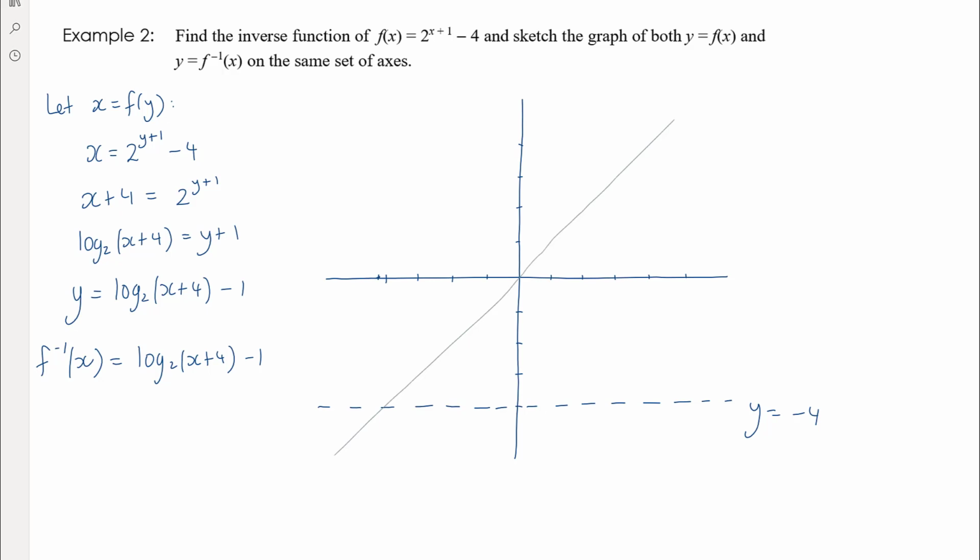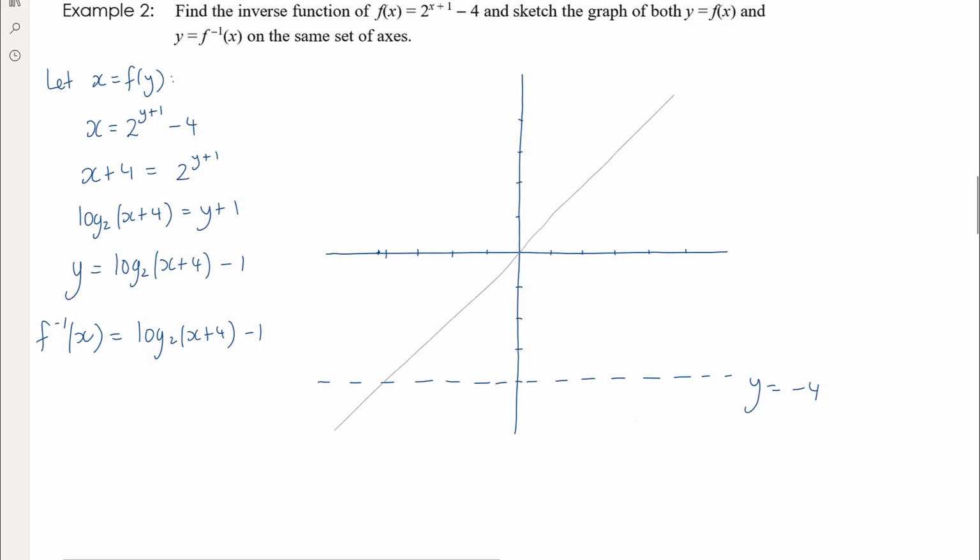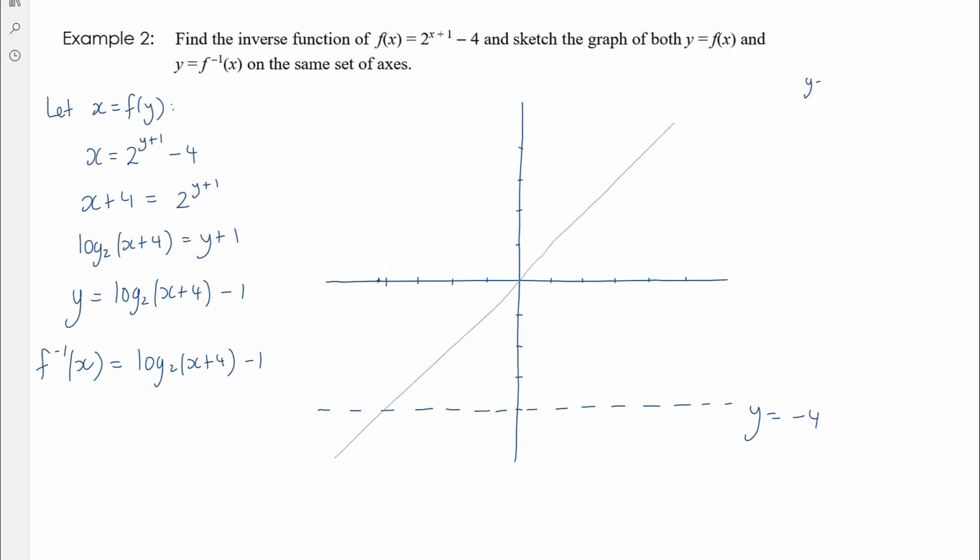Okay, so we're drawing the exponential graph. So we've got the asymptote drawn in at negative 4. We know it's going to be going in this direction, so we want to consider where that y-intercept and that x-intercept will be. Alright, so let's find the y-intercept. Let x equal 0, so it'll be 2 to the power of 1 minus 4. 2 minus 4 is minus 2. So it is going to go through minus 2.